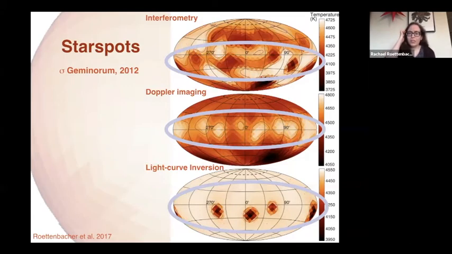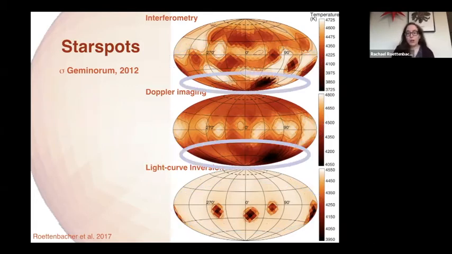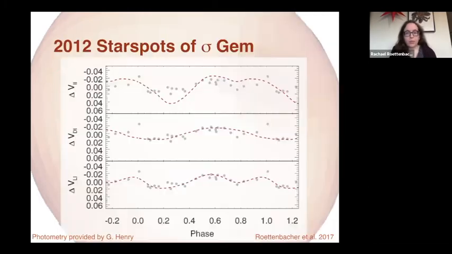You might notice that there are more spots in the equatorial region in the interferometry than in the light curve inversion. And that's not shocking because the light curve inversion, when the surface gets very busy, has a hard time resolving the features. So that could just be another result of the imaging method. We also now see these high latitude regions on Sigma Geminorum with both the Doppler imaging and the interferometry, which is fun.